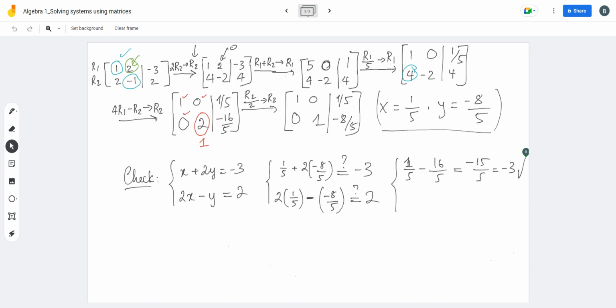Correct. Okay. And then down here I have 2 over 5 minus, that would be positive, right? Plus 8 over 5. So that would be what? 10 over 5, and that would be 2, and also correct. So check. So that means the solution for this system is x equal to 1 over 5 and y equal to minus 8 over 5.